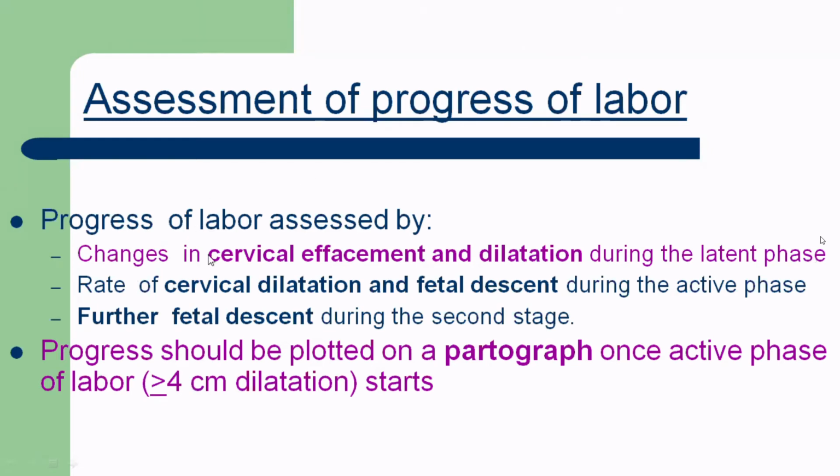By changes in cervical effacement and dilatation during the latent phase. And during the active phase, the rate of cervical dilatation and fetal descent is assessed. During the second stage, because the cervix is fully dilated and cannot dilate further, the progress in the second stage is assessed only by further fetal descent below the level of the ischial spine. And the progress should be plotted on a partograph once the active phase of labor starts, that is 4 centimeter or more. You do not plot on the partograph when she is 2 or 3 centimeter dilated.